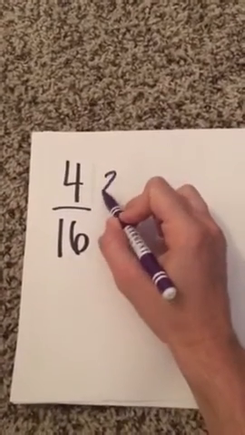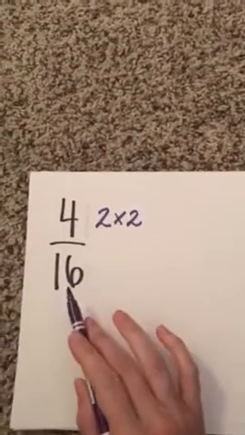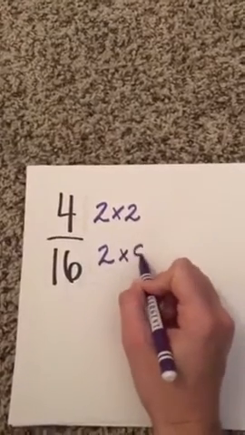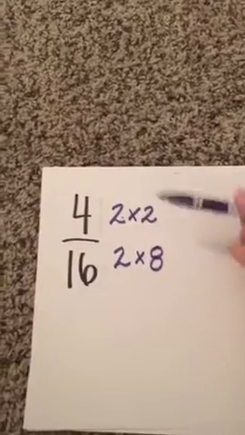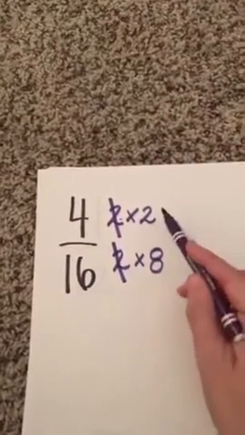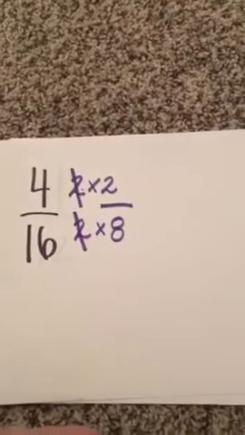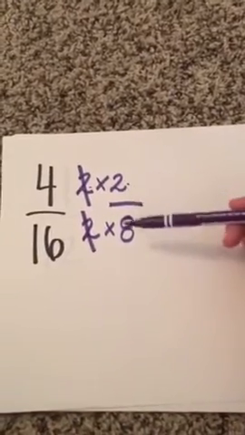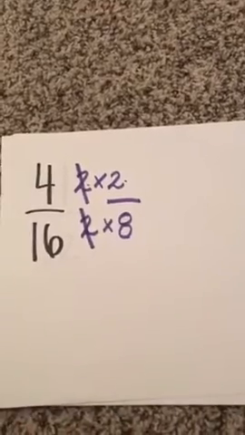4 can be thought of as 2 times 2. 16 can be thought of as 2 times 8. I notice that the 2's are common, so I can cross them out. 2/8 is what's left. But I noticed something. I noticed that 2 and 8 can still have a common factor.